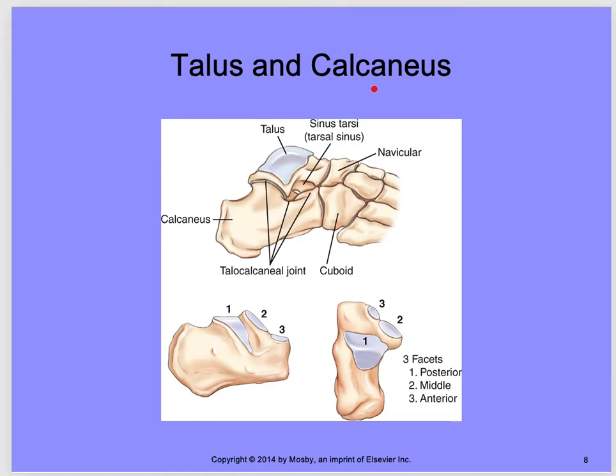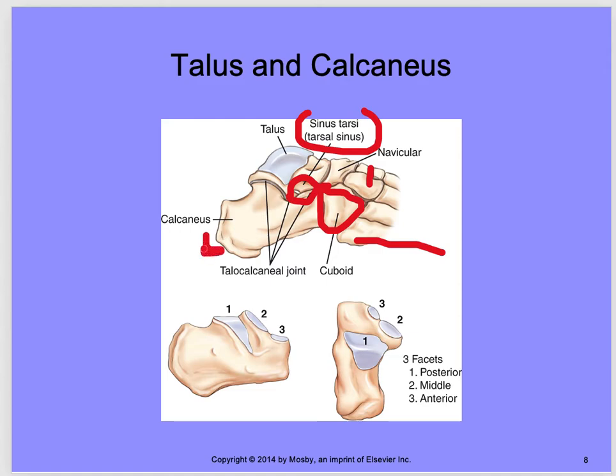Your talus and calcaneus. When we talked about the sinus tarsi, this is on your lateral. This is that sinus tarsi, and it's going to show up on your image as a dark circle or a dark spot in that lateral image. You've got your navicular over here, which means that these are the cuneiforms. This is your cuboid, so by seeing that cuboid, we know that we're on the lateral side.